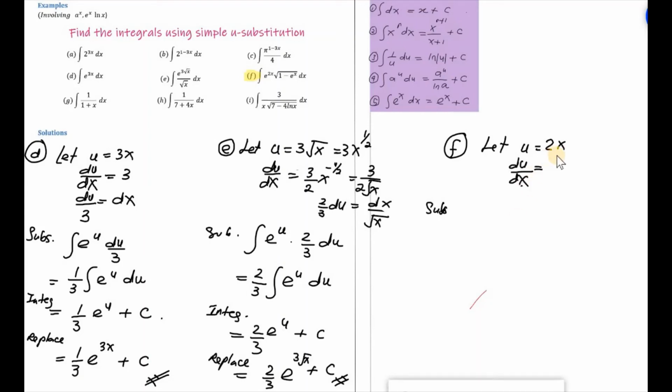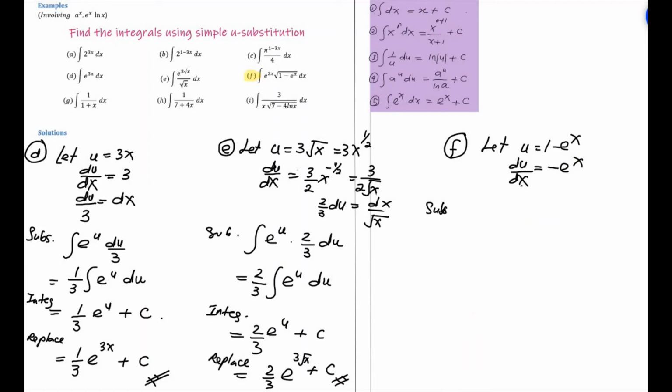So let's redo it again. Okay, let's erase that and let's try now to read the u instead of 2x. Let's read the u as 1 minus e power x, the inside function of the radical. So du dx: the derivative of the constant 1 is 0, and the derivative of e power x is e power x itself. You do need to know how to differentiate.